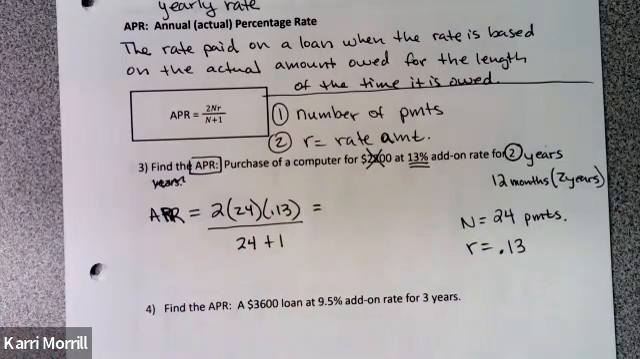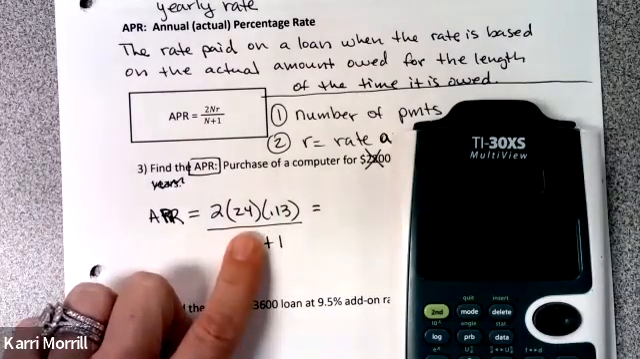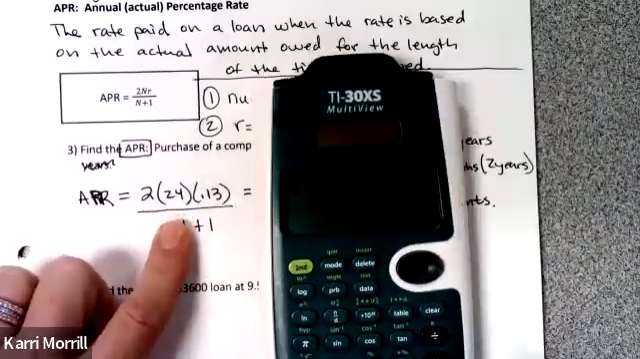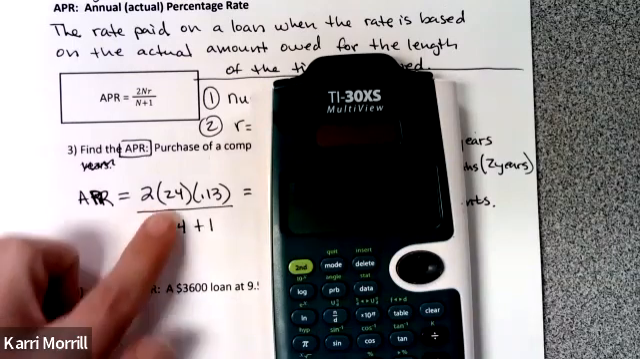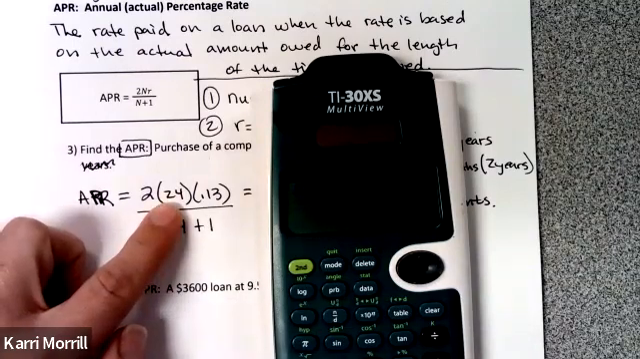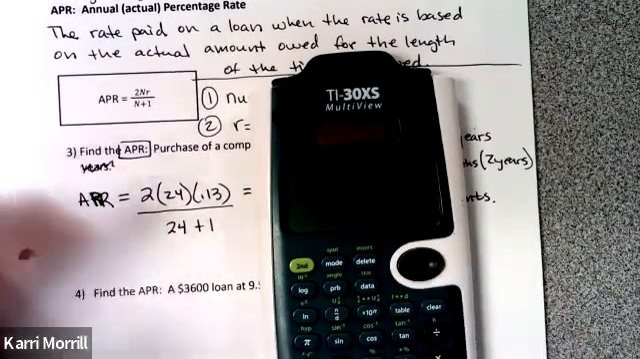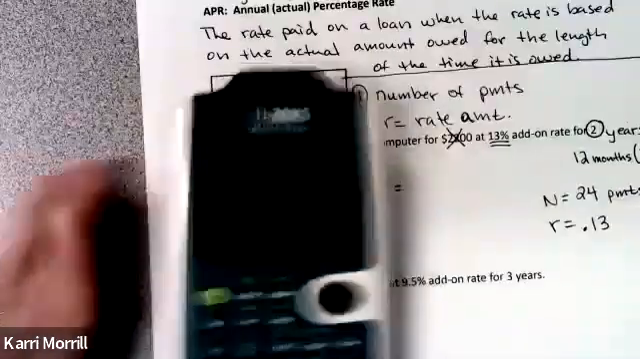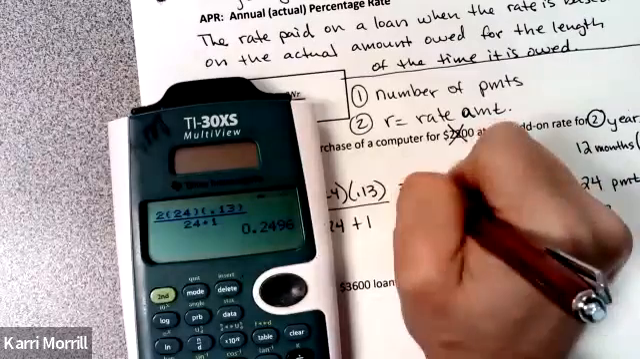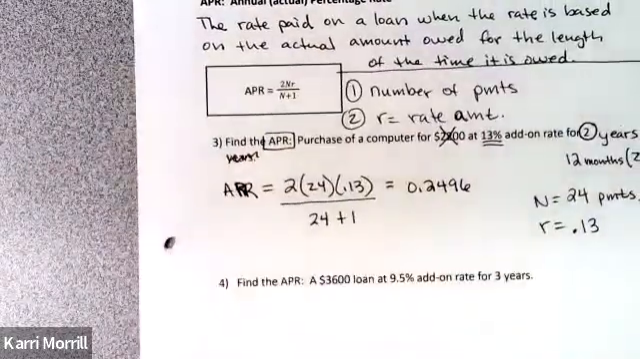I would set it up just like this in my calculator, like a fraction, so I don't mess up the order of operations. So 2 times 24 times 0.13 divided by 24 plus 1. I know you could just write 25, but I'm just going to type it exactly like I see. And so this would be 0.2496. So this is an actual rate.